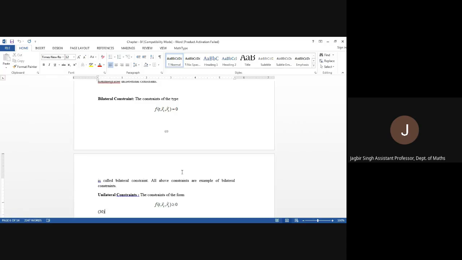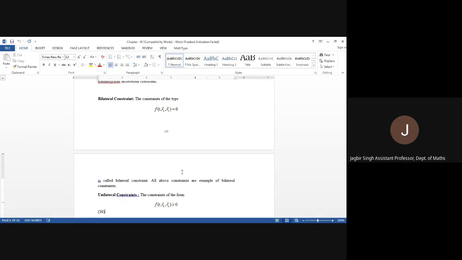In our syllabus we are going to discuss only the bilateral constraints, meaning the constraints having the equality sign. But if there is a constraint having the inequality sign, we will consider only those points where equality holds. If the particles are attached with a thread, then at some points, not at all points, the distance between the particles will be equal to L. To work, we will consider only those points where the distance between the two particles is equal to L. We will skip those in which the inequality holds.